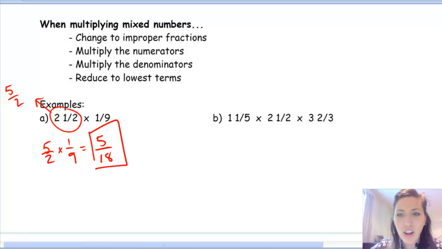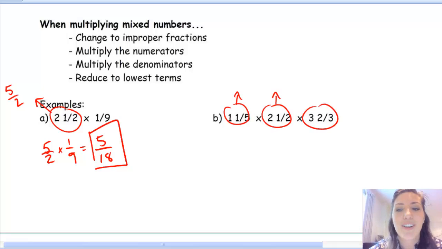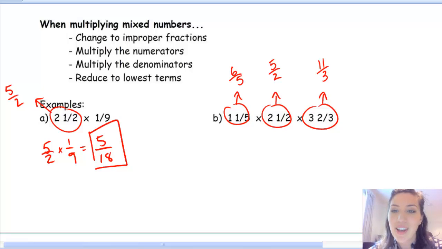All right, all 3 of these in section B are mixed numbers, so let's change them to improper fractions. 5 times 1 is 5, plus 1 is 6 over 5. 2 times 2 is 4, plus 1 is 5 over 2. 3 times 3 is 9, plus 2 is 11 over 3.